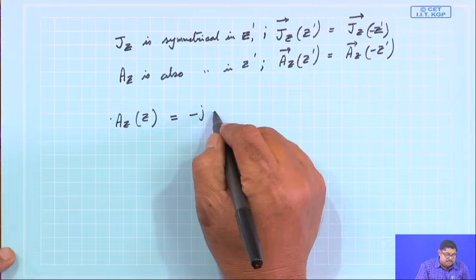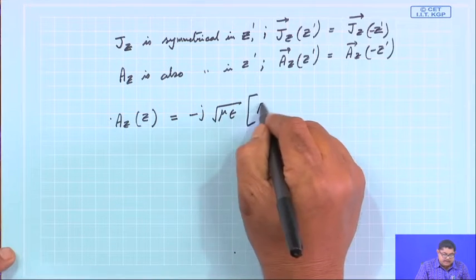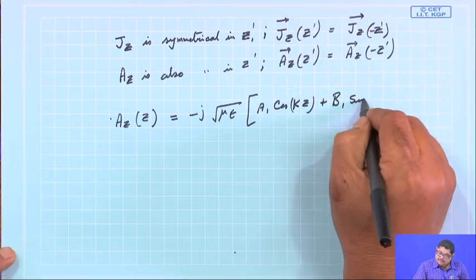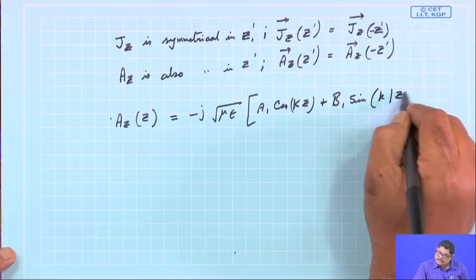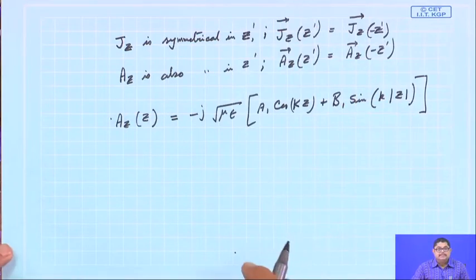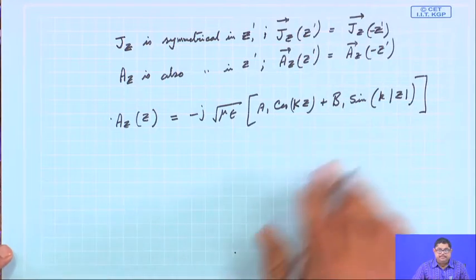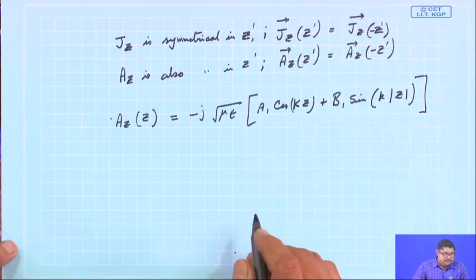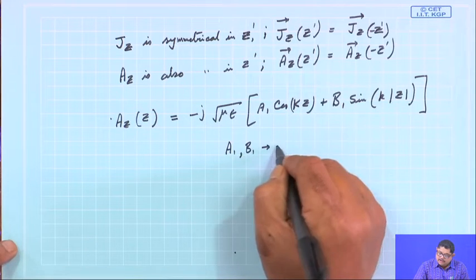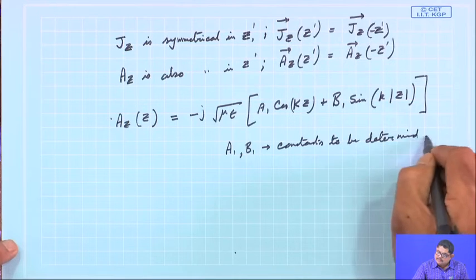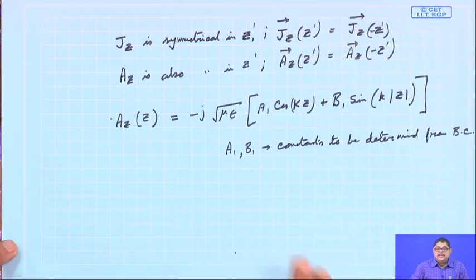A z is equal to minus j mu epsilon, A1 times a cosine function plus a sine function, to have this symmetry, and you can put it here and see that it satisfies. This term comes due to the presence of k. So, A1 and B1 are our unknowns, constants to be determined from the boundary conditions. I have two unknowns and two boundary conditions, so I will be able to do that.